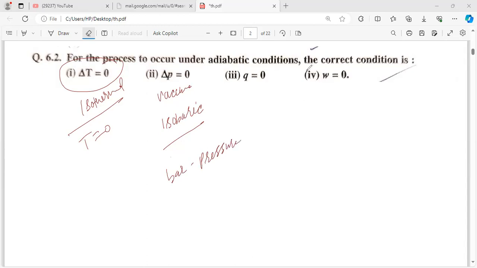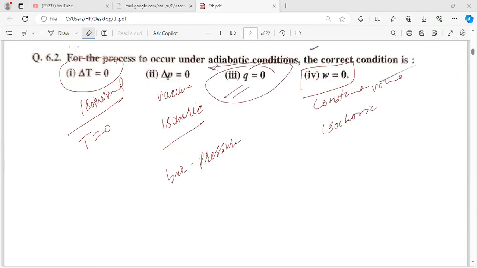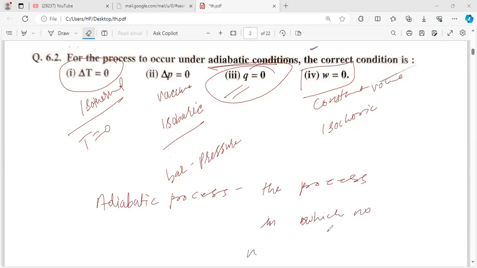Okay, next one. W is equal to 0. Constant volume. This is isochoric. Then which one is left? Heat. Heat is the adiabatic condition. If you are talking about the adiabatic process, what is the adiabatic process? That is the process in which there is no heat exchange. That you keep in mind. Heat should be 0. Q is equal to 0.